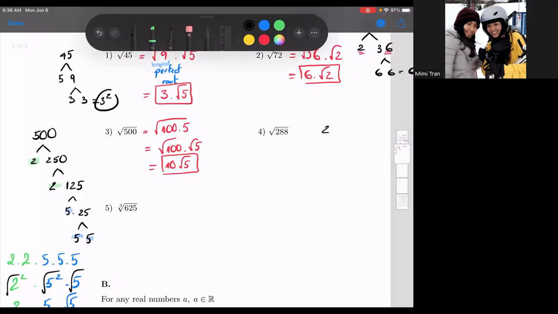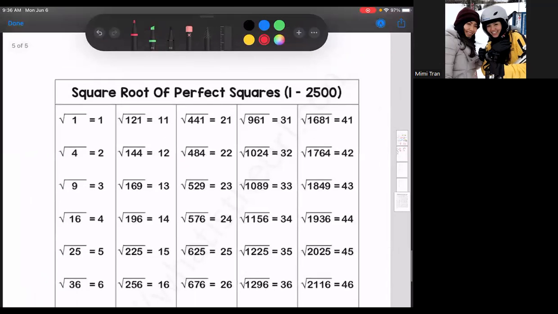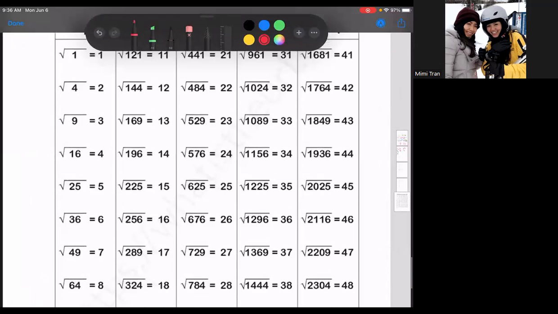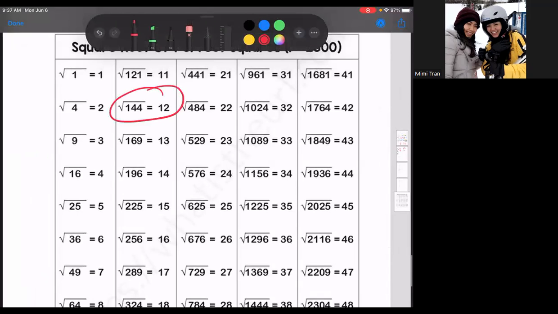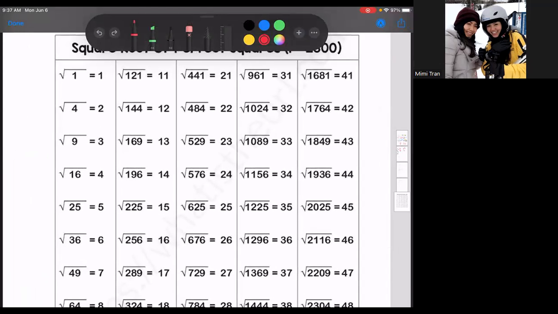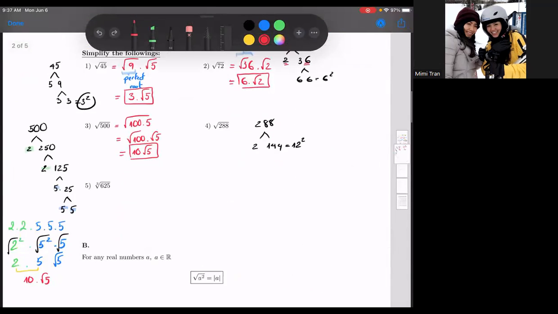For the sake of the note, I'm going to rewrite it here. So 2 and 144, which is 12 squared. I give you the square root of perfect square table here. So as you can see, 144, where's 12? Right here. So square root of 144 is 12. So you can look it up when you do your homework. I'll give you this on your exam. You will have the table on your exam too. But I do prefer you to remember it.